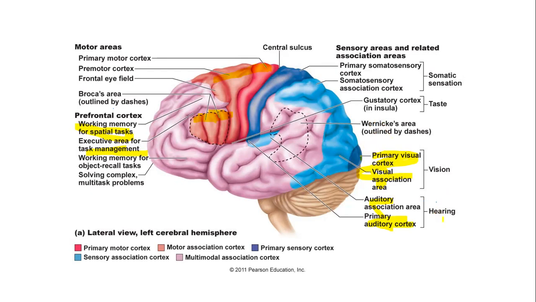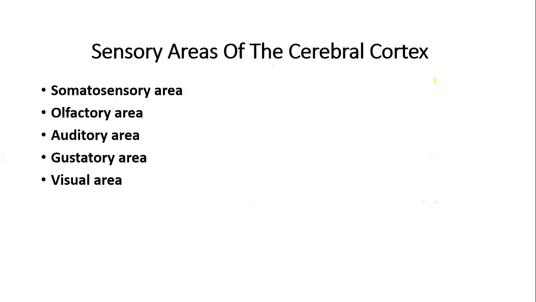Then these two are for hearing. These two are for vision. This one is from the occipital. Then the taste is from the gustatory cortex there. Then the somatosensory association cortex and primary somatosensory cortex. These two are for voluntary muscle action.